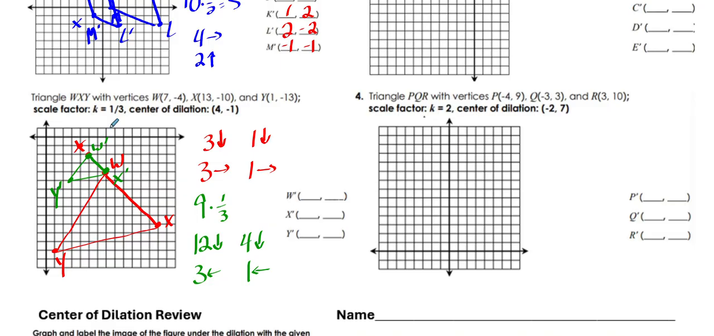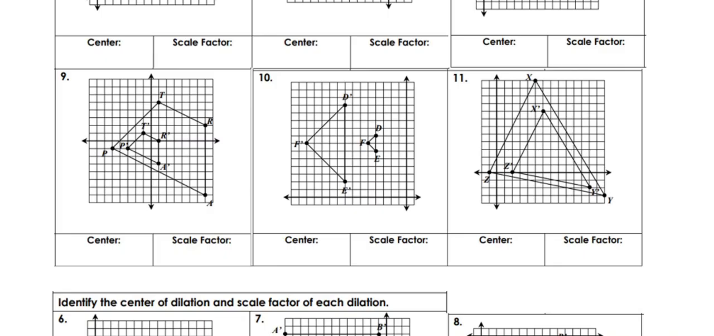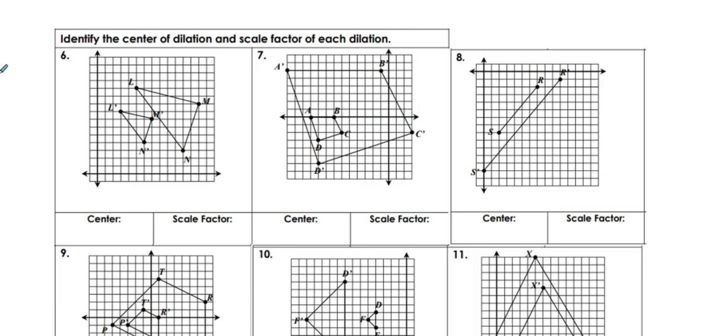That's our new shape. 1, 2, 3, 4, 5, negative 2 for W. 7, negative 4 for X. And 3, negative 5 for Y. Alright, so that's how to actually do the transformation. On the back, we're talking about going backwards.